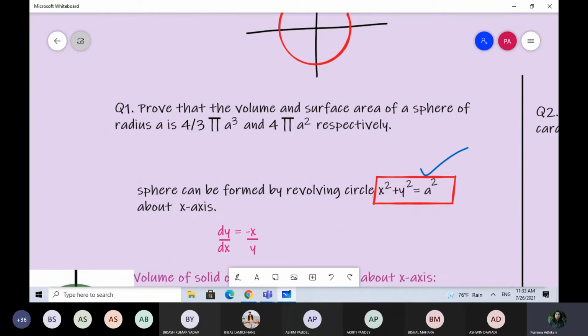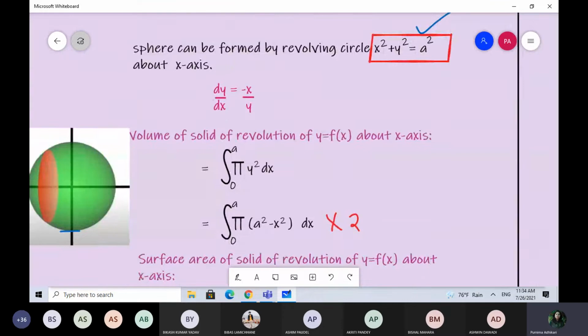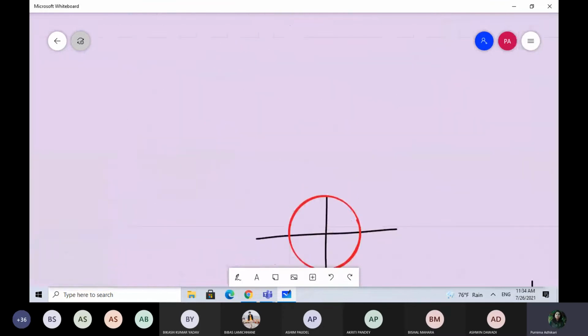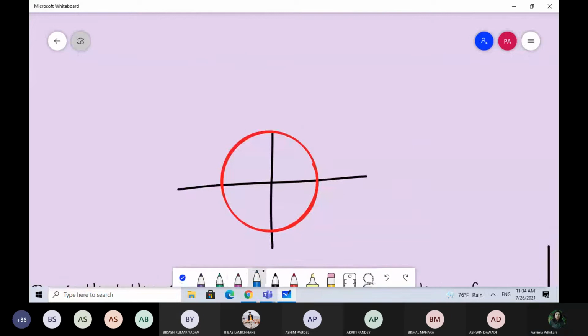So let us assume that we are rotating it about the y-axis, x-axis. There is some change you are going to get accordingly, and so volume and surface area. So yes, first of all, tell me, what will be your limits of integration in this case?